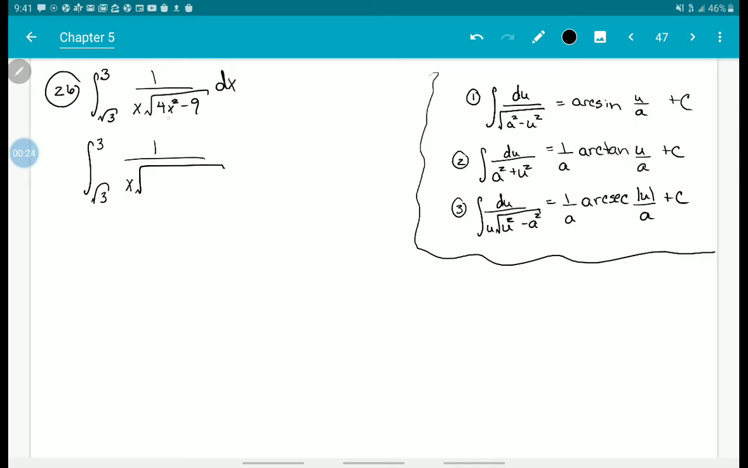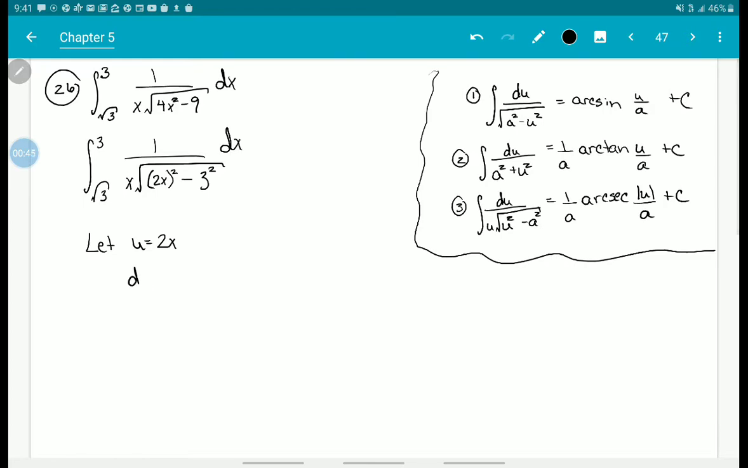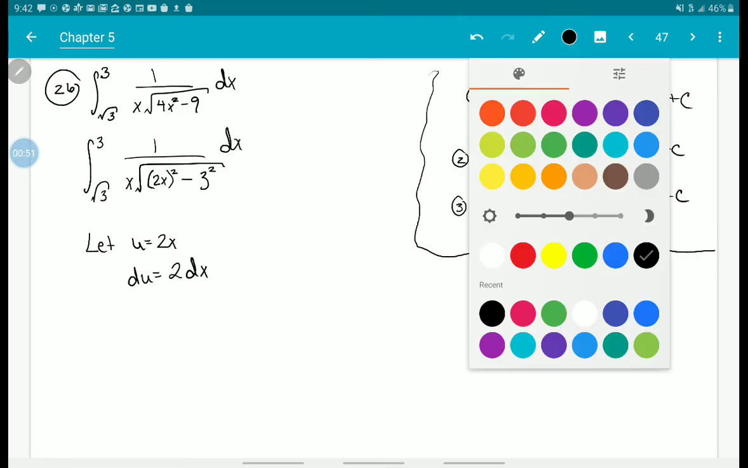So we can write 4x squared as 2x quantity squared. And then 9 is the same thing as 3 squared. We're just trying to force this into this form. So if we let u be 2x, then our du would be 2dx.